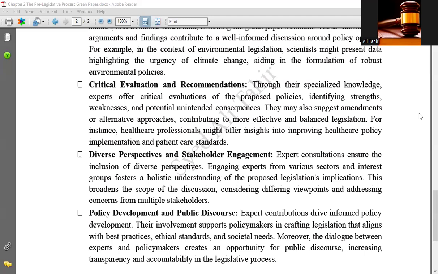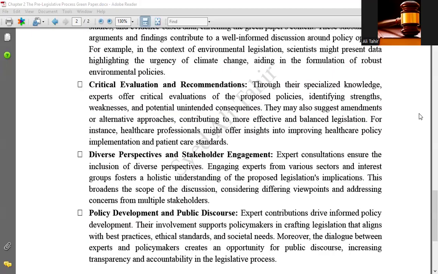Diverse perspectives and stakeholder engagement. Expert consultations ensure the inclusion of diverse perspectives. Engaging experts from various sectors and interest groups fosters a holistic understanding of the proposed legislation's implications. This in practicality helps to broaden the scope of the discussion. We learn much more than we would have alone. We are able to produce very impactful and powerful pieces of legislation as a result, considering differing viewpoints and addressing concerns from multiple stakeholders.